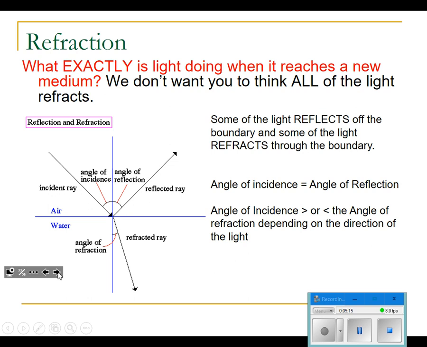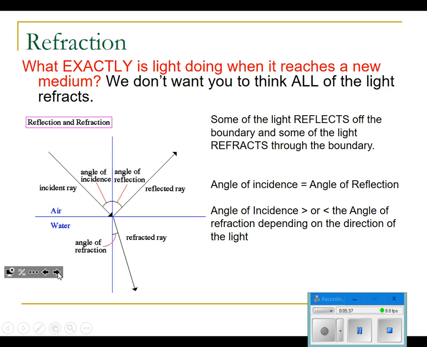So we have our normal. Part of the incident ray comes in, strikes the surface, and then reflects off. Lots of times we see this in water, where we'll see reflections, but we can still see things underneath the water too. That's because some of the light is going to reflect off the boundary. Some of it is going to refract through the boundary, though.